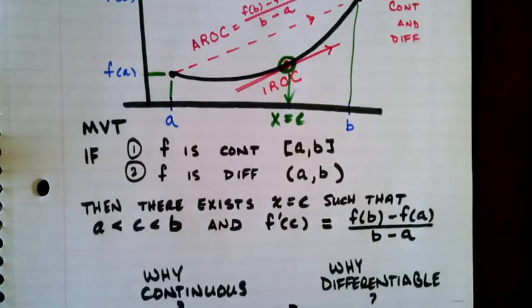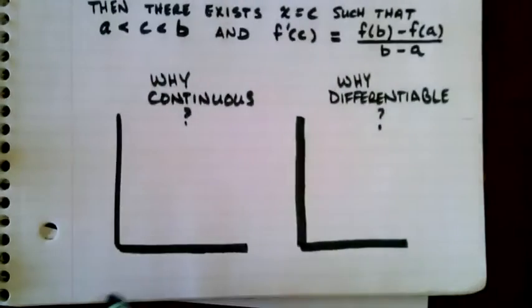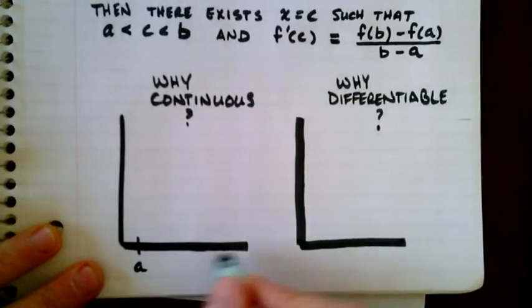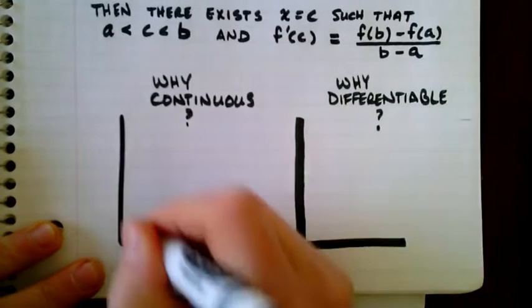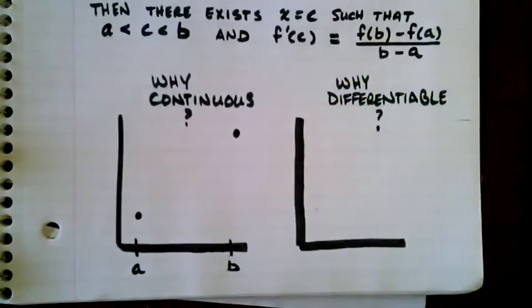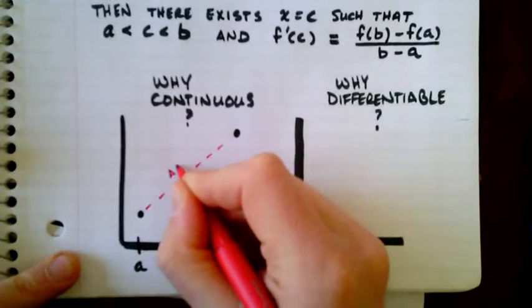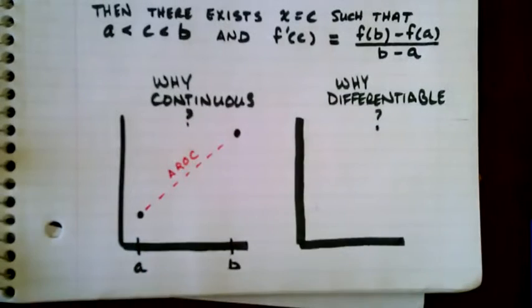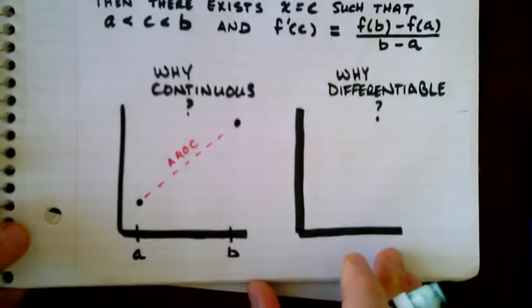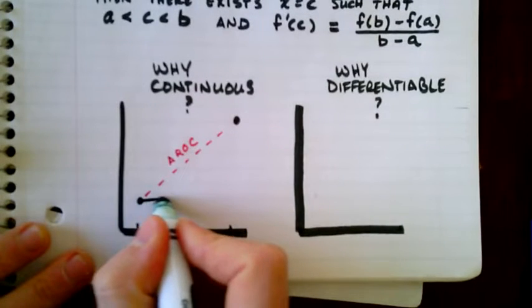Now let's quickly talk about why it has to be continuous and differentiable. I'm going to make another interval. So here's A, here's B, and here's f of A, and here's f of B. And here's the line that gives us the average rate of change. Now imagine I relax the condition about continuity. Then we could do this.